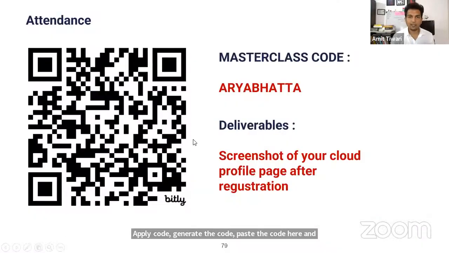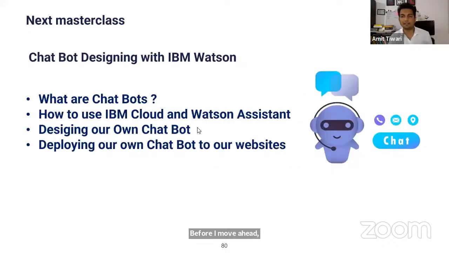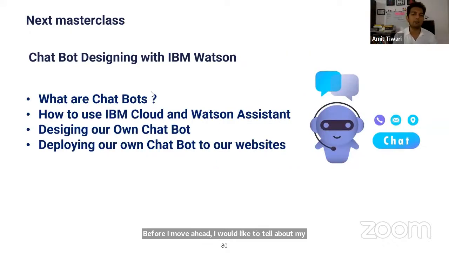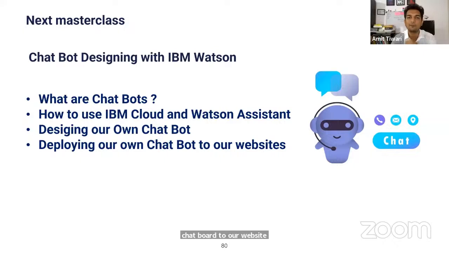Before I move ahead, I would like to tell about my next masterclass. In our next masterclass, we will be designing a chatbot with IBM Watson. We'll be learning what chatbots are, how to use IBM Cloud and Watson Assistant to design our own chatbot. We'll be designing our own food ordering chatbot where we'll be creating an icon for it. We'll be creating all the steps and actions that it can do. It can order food, and it can also ask for the menu and a lot of things. And also we will be deploying our own chatbot to our website. So I'll be teaching all of this using IBM Watson Assistant.